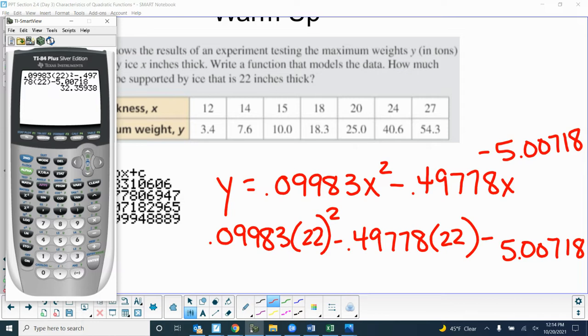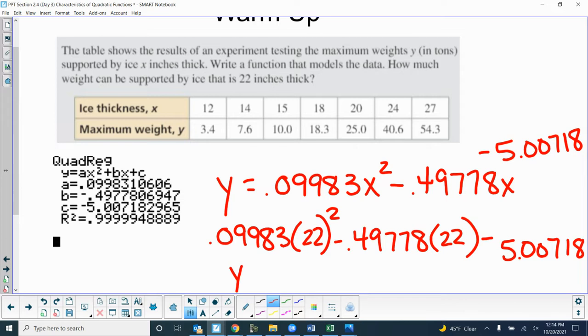So 32.4, and what is that? Somebody said it. Tons, yeah. So that's about 5,000 pounds? How much is a ton? 2,000, right? So 2 times 32 would be 64. Yeah, close to 65,000 pounds. We wouldn't fall in through that ice then, would we? We hope not. 22 inches, that's almost 2 foot thick, right?